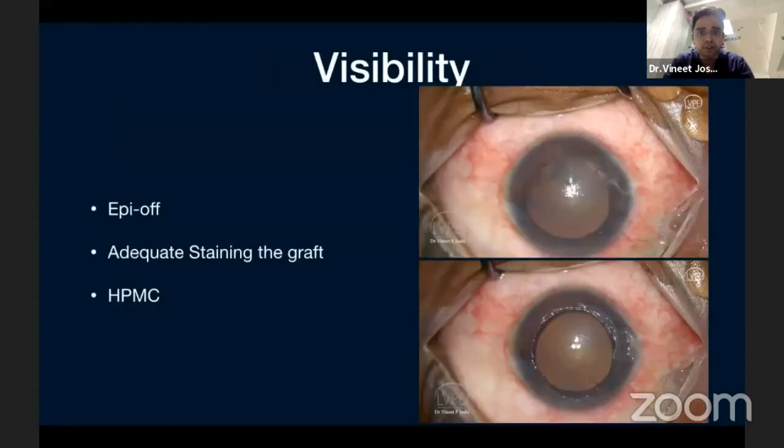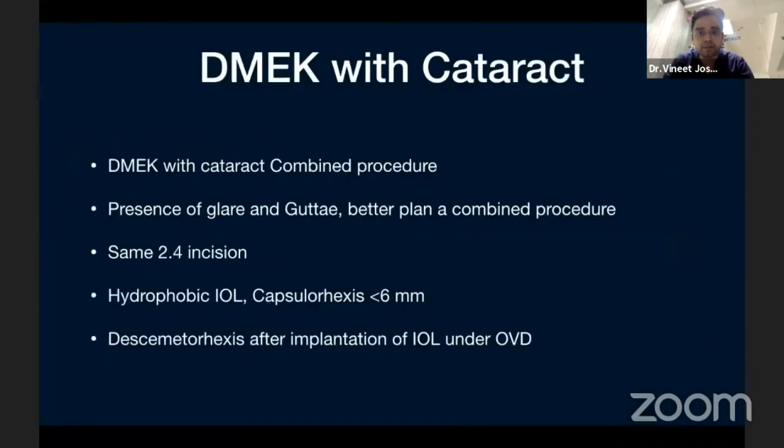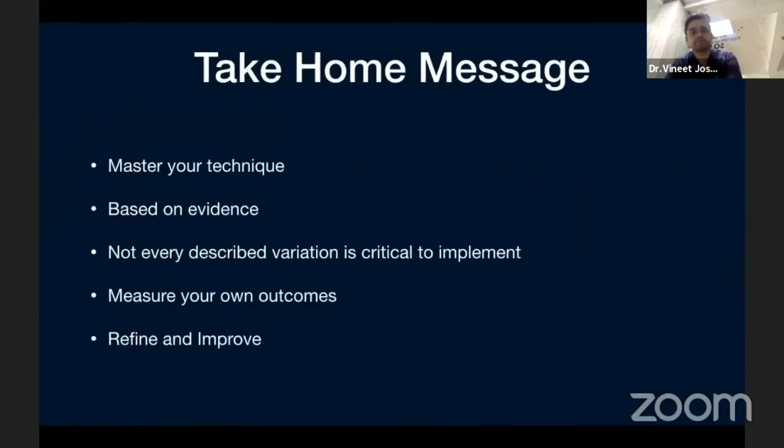So finally, what I would like to tell is that though in DMEK there are many techniques involved, you need to master one of them and take one technique which you are comfortable with based on your evidence. Not every described variation is critical to be implemented. Measure your outcomes, refine and improve.